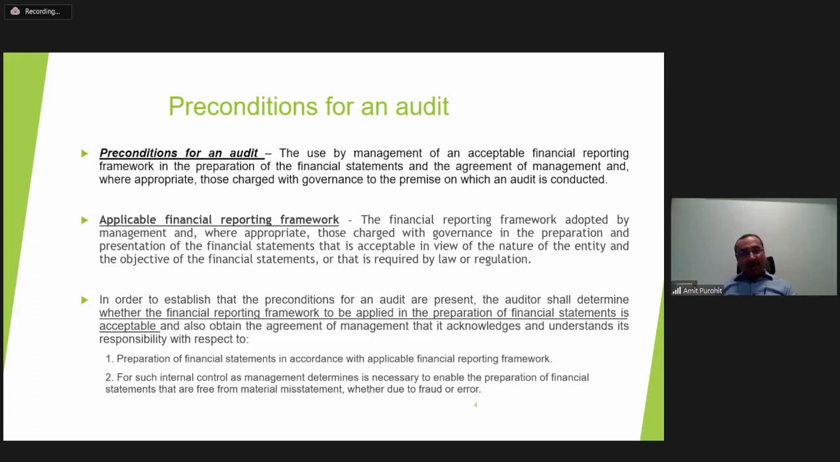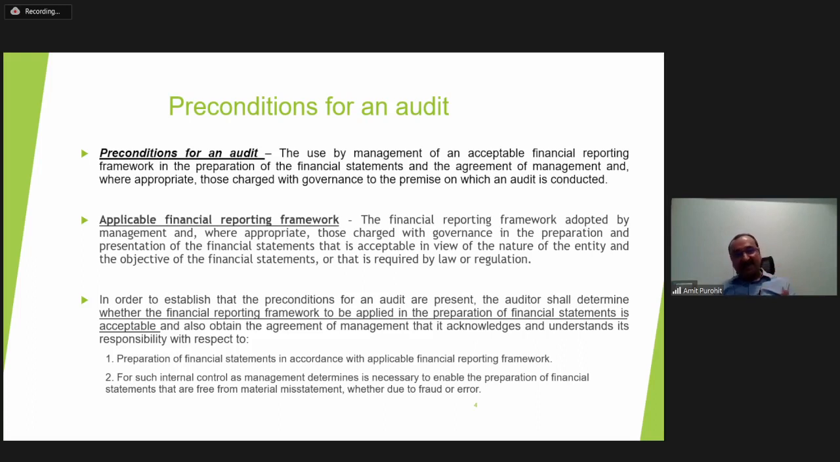Then in order to establish that the preconditions for an audit are present, the auditor shall determine whether the financial reporting framework to be applied in the preparation of the financial statements is acceptable or not, and also obtain the agreement of the management that it acknowledges and understands its responsibility with regard to the preparation of the financial statements in accordance with the applicable financial reporting framework, and for such internal control as management determines is necessary to enable the preparation of the financial statements that are free from material misstatement, whether due to fraud or error.